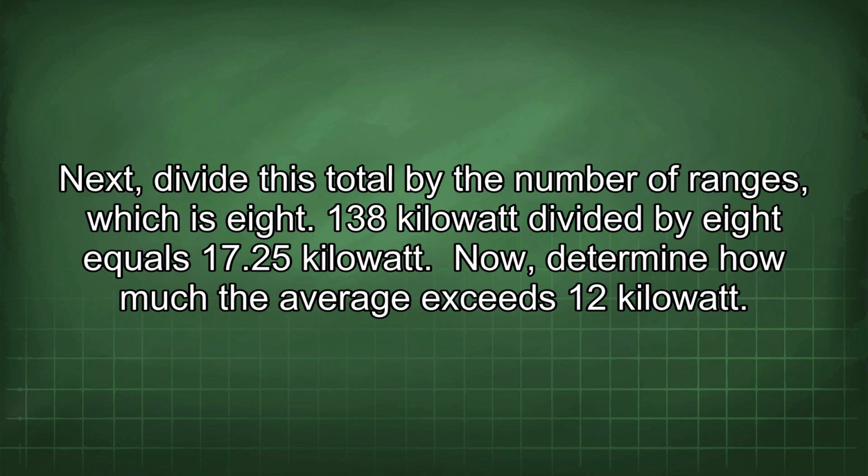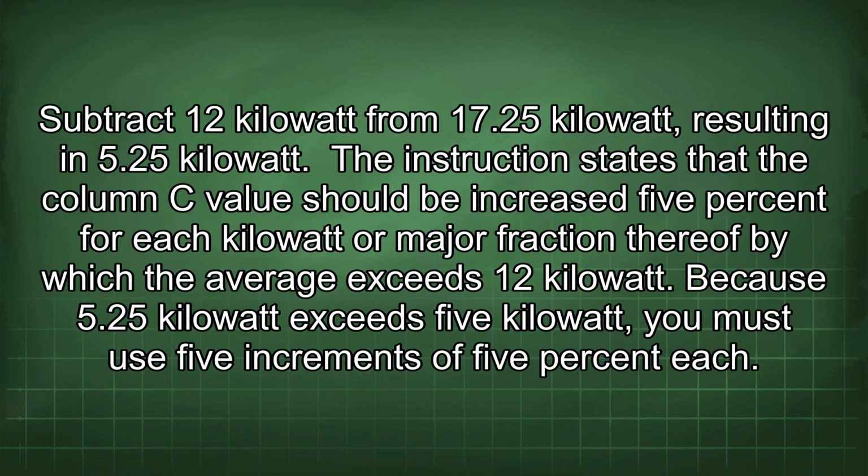Next, divide this total by the number of ranges, which is 8. 138 kW divided by 8 equals 17.25 kW. Now, determine how much the average exceeds 12 kW. Subtract 12 kW from 17.25 kW, resulting in 5.25 kW.